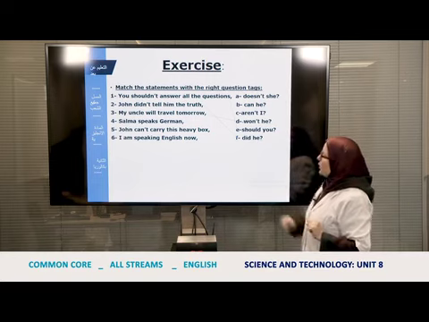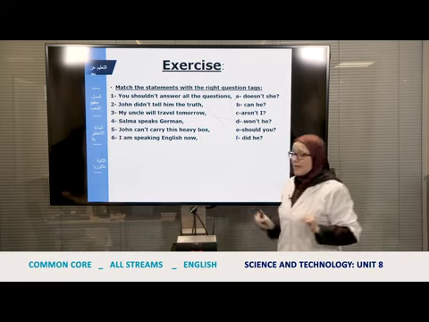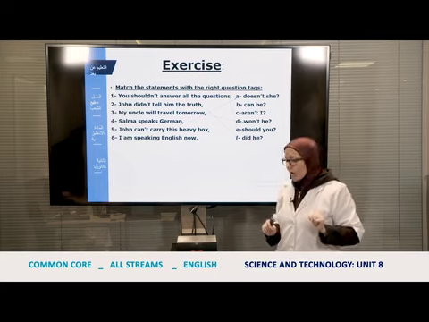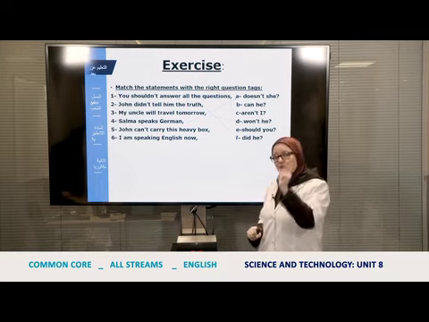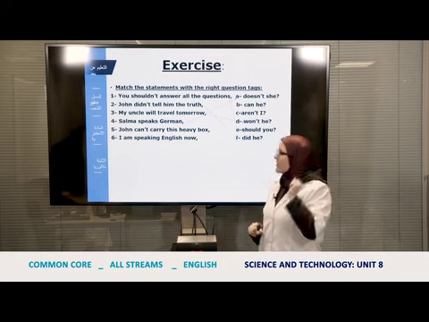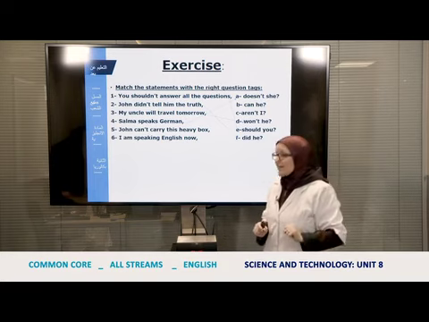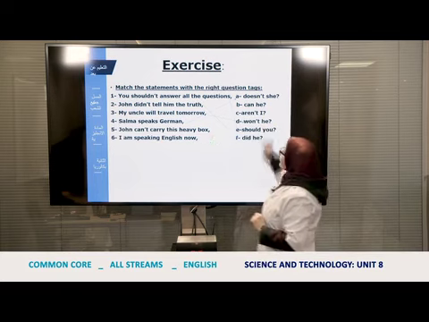For example, Selma speaks German. That's a verb in the simple present form. So the negative form of speaks is doesn't speak. So we use doesn't, which is the auxiliary verb, and we replace Selma with she. So it becomes doesn't she.